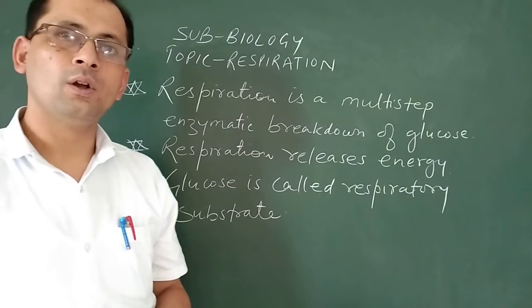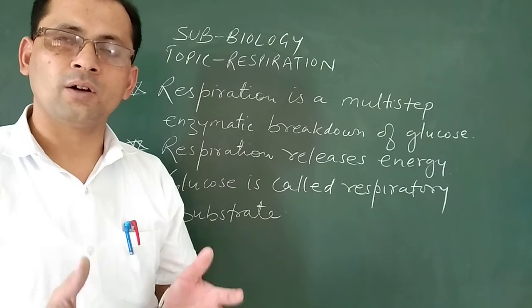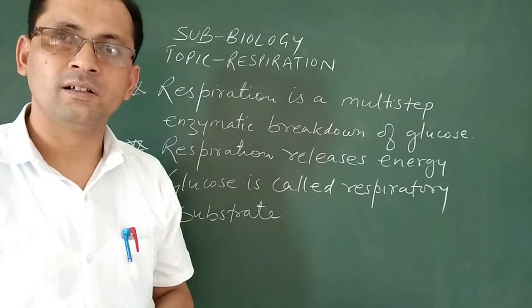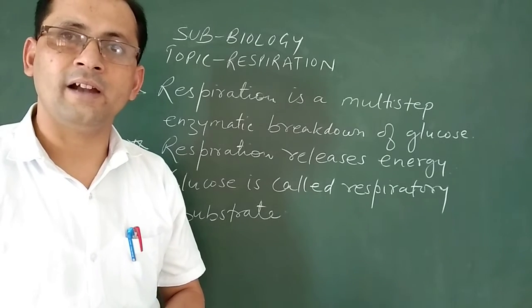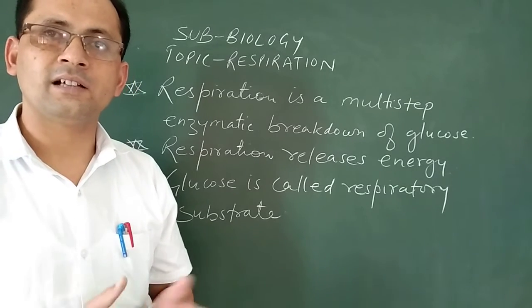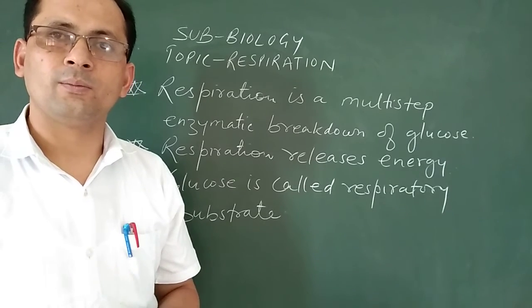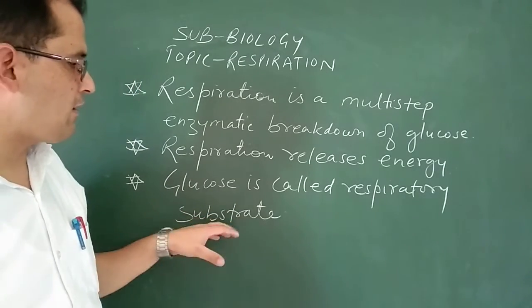So I told you, once the digested food combines with oxygen, the oxygen breaks down that glucose and it liberates energy. It liberates energy along with carbon dioxide and water vapor. And this carbon dioxide and water vapor are excreted from the body. Then glucose is called the respiratory substrate, beta.